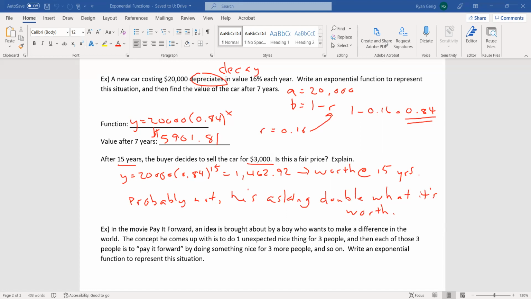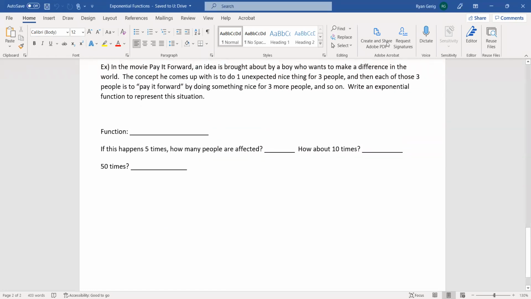Okay. Last one, a little bit tricky. If you've ever seen the movie Pay It Forward, it's an old movie. An idea is brought about by a boy who wants to make a difference in the world. The concept he comes up with is to do one unexpected nice thing for 3 people. And then each of those 3 people is to pay it forward by doing something nice for 3 more people, and so on. Write an exponential function to represent this situation.